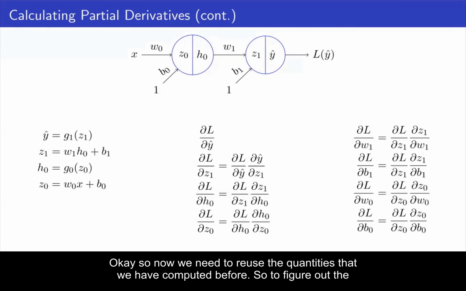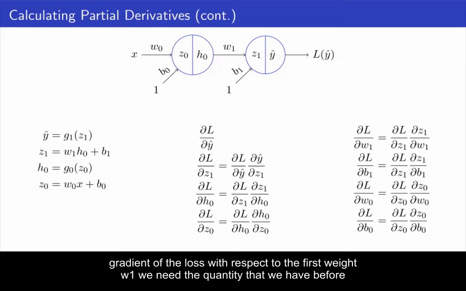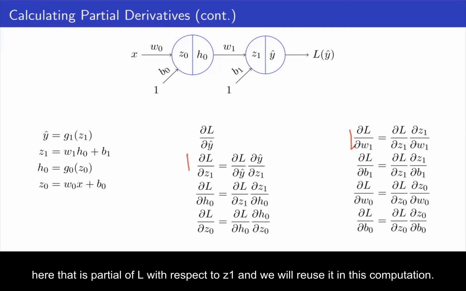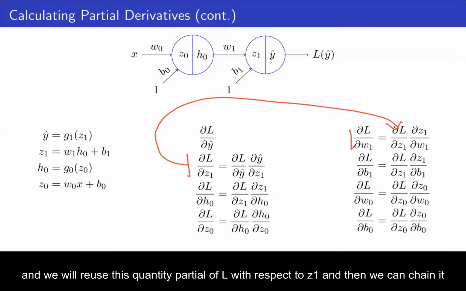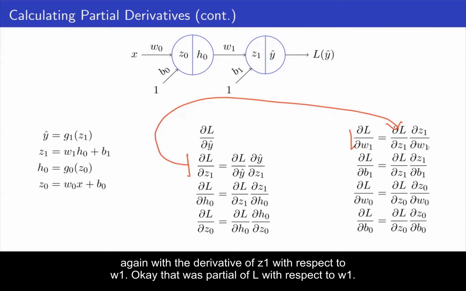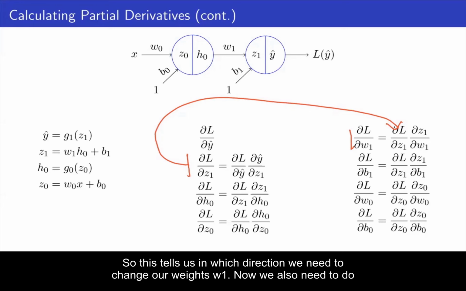Okay, so now we need to reuse the quantities that we have computed before. To figure out the gradient of the loss with respect to the first weights, W1, we need the quantity that we have before here, that is partial of L with respect to Z1, and we will reuse it in this computation. So the dependency of the loss on the weights W1 is through Z1. So Z1 is dependent on W1, and we will reuse this quantity partial of L with respect to Z1, and then we can chain it again with the derivative of Z1 with respect to W1. Okay, that was partial of L with respect to W1. So this tells us in which direction we need to change our weights W1.